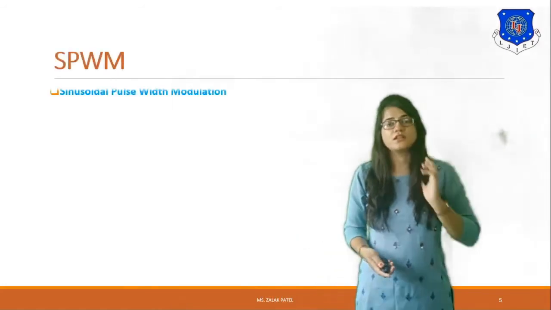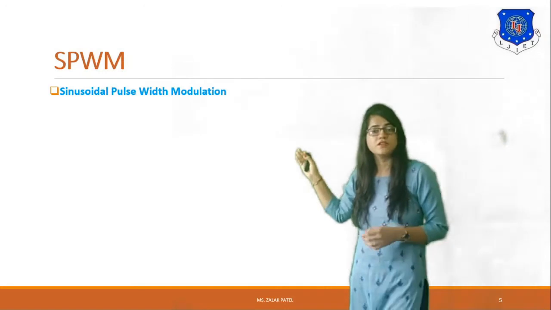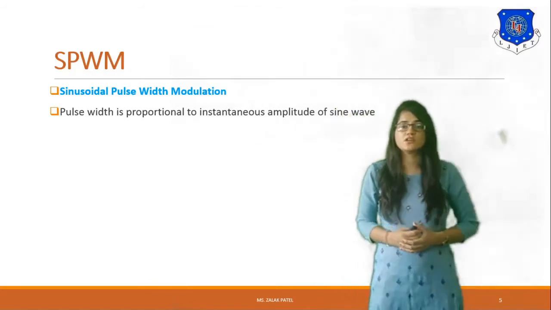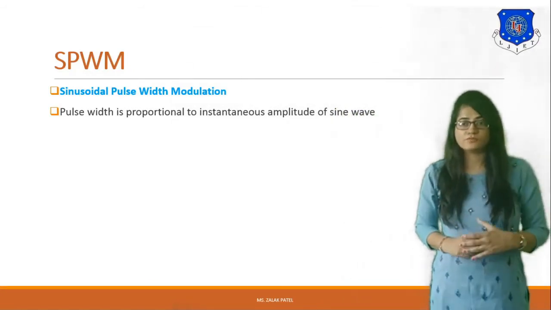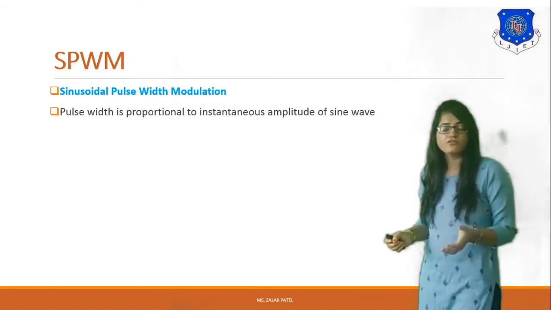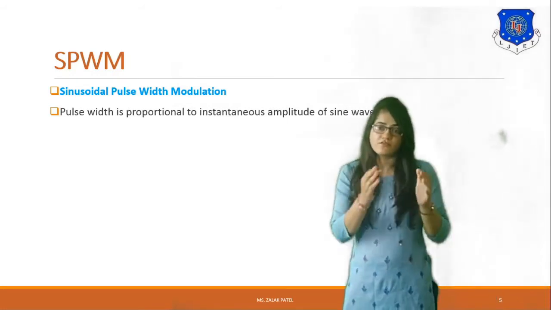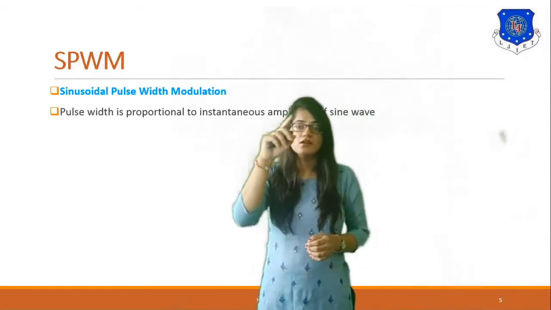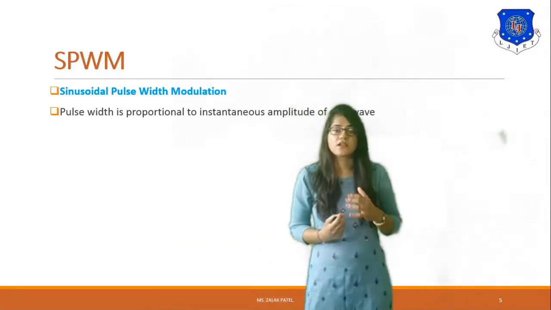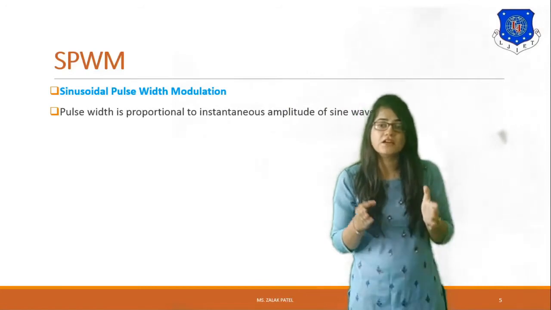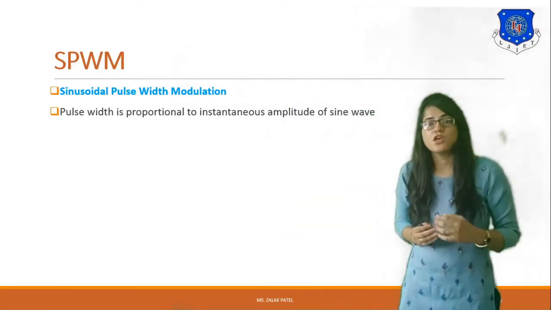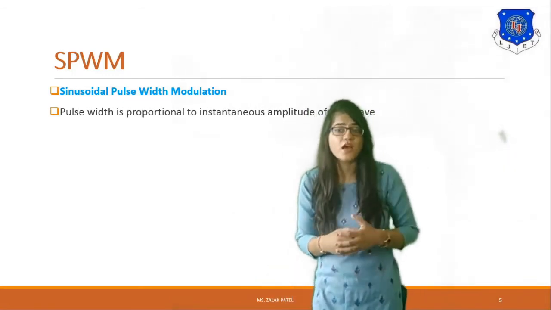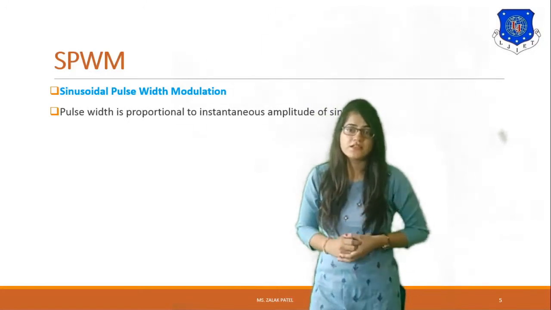Pulse width modulation, that is SPWM, means sinusoidal pulse width modulation. In this case, the pulse width is proportional to the instantaneous amplitude of the sine wave. In the first two techniques of PWM, we have seen that one reference signal is the square wave or rectangular pulse, and the second one is the triangular one, the carrier signal, and the reference signal is considered as a rectangular or square wave. So in sinusoidal pulse width modulation, we consider the sine wave as the reference signal and one triangular signal as the carrier signal.